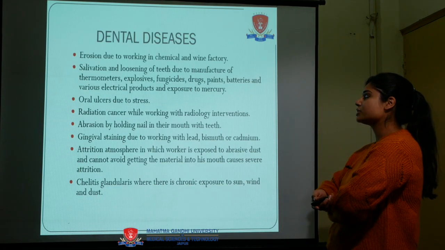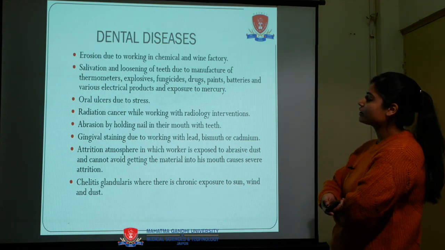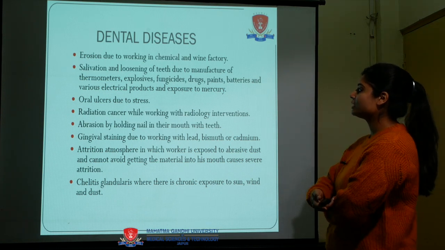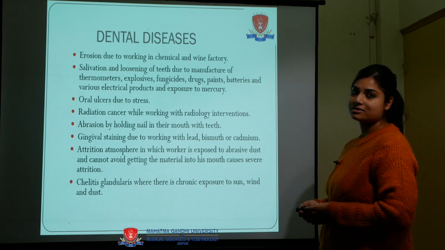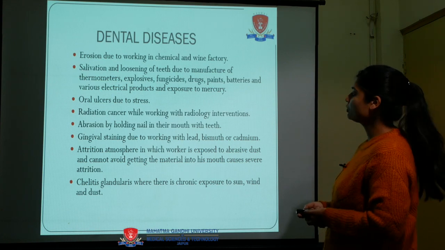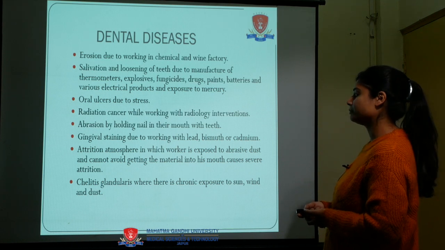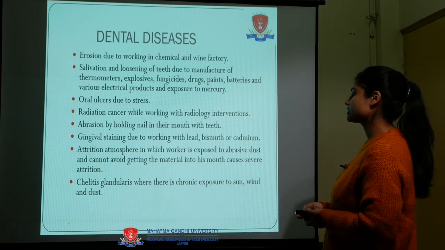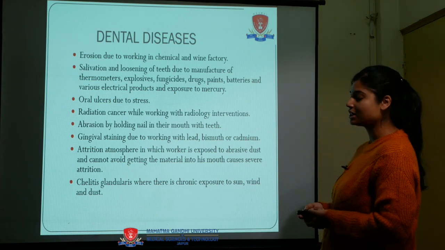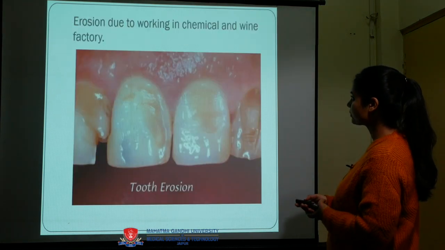Dental diseases: erosion due to working in chemical and wine factory, salivation and loosening of teeth due to manufacture of thermometers, explosives, fungicides, drugs, paints, batteries and various electrical products and exposure to mercury, oral ulcers due to stress, radiation cancer while working with radiology interventions, abrasion by holding nail in their mouth with teeth, gingival staining due to working with lead, bismuth or cadmium, attrition in an atmosphere in which the worker is exposed to abrasive dust and cannot avoid getting the material into his mouth, causing severe attrition, cheilitis glandularis where there is chronic exposure to sun, wind and dust.